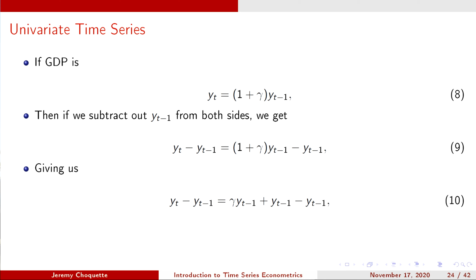right? So if I distribute that y_{t-1} through the parentheses in equation 9, I get y_t minus y_{t-1} on the left-hand side. On the right-hand side, I have gamma y_{t-1} plus y_{t-1} minus y_{t-1}. So those last two terms in equation 10, plus y_{t-1} minus y_{t-1}, give me 0. So if I first difference this, I'll get a stationary AR process.